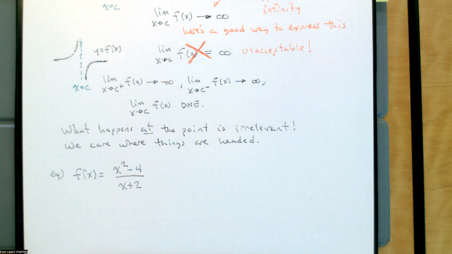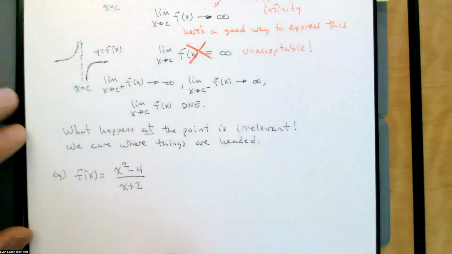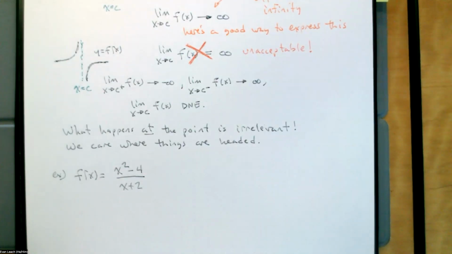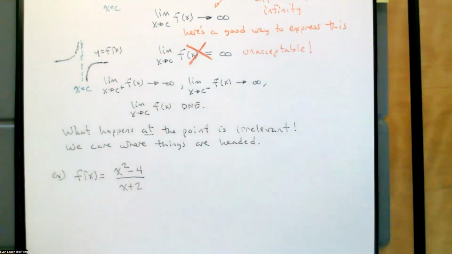So this function is not defined. I wanted 2, not negative 2. Let me switch to 2, not negative 2. The ink is like, oh, it's too late for that.